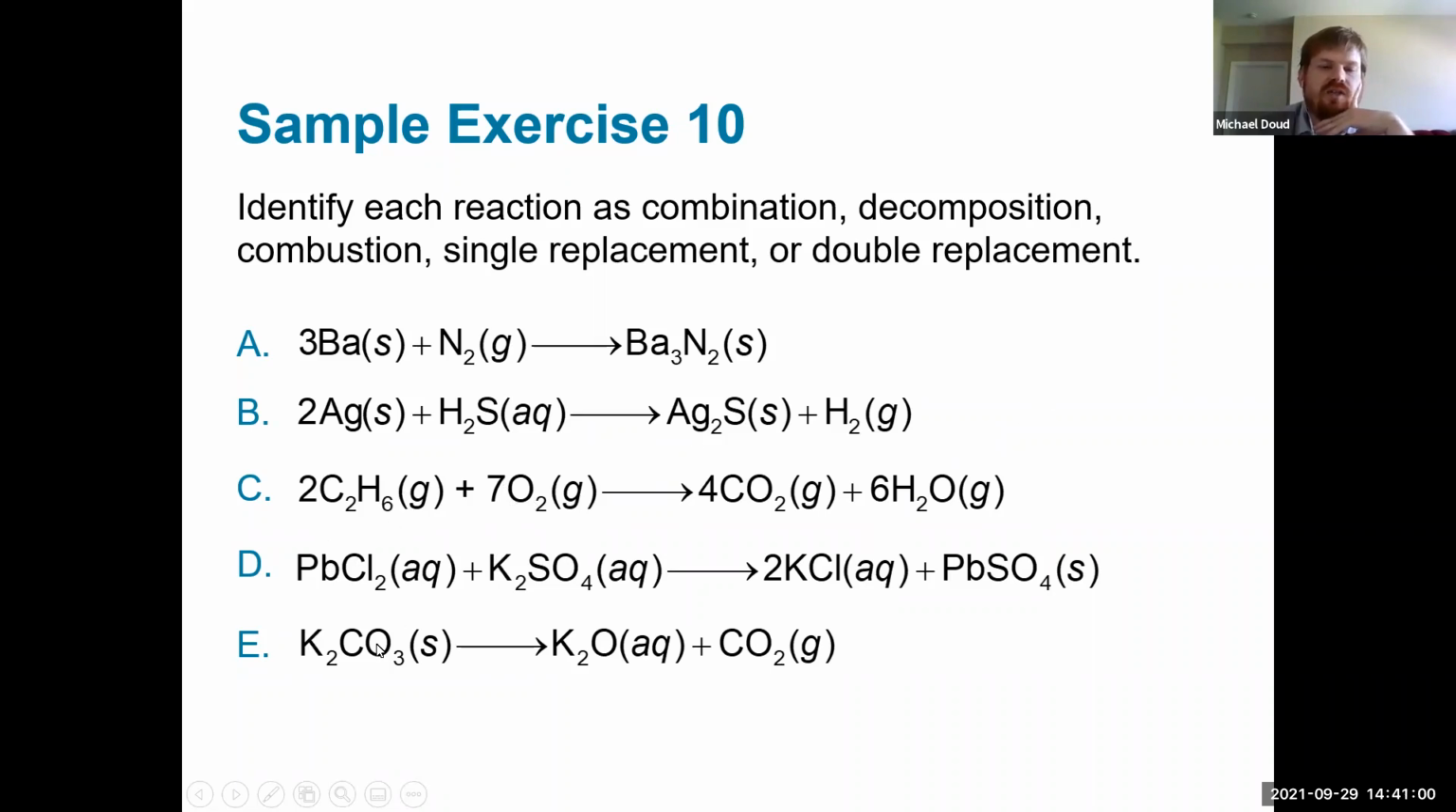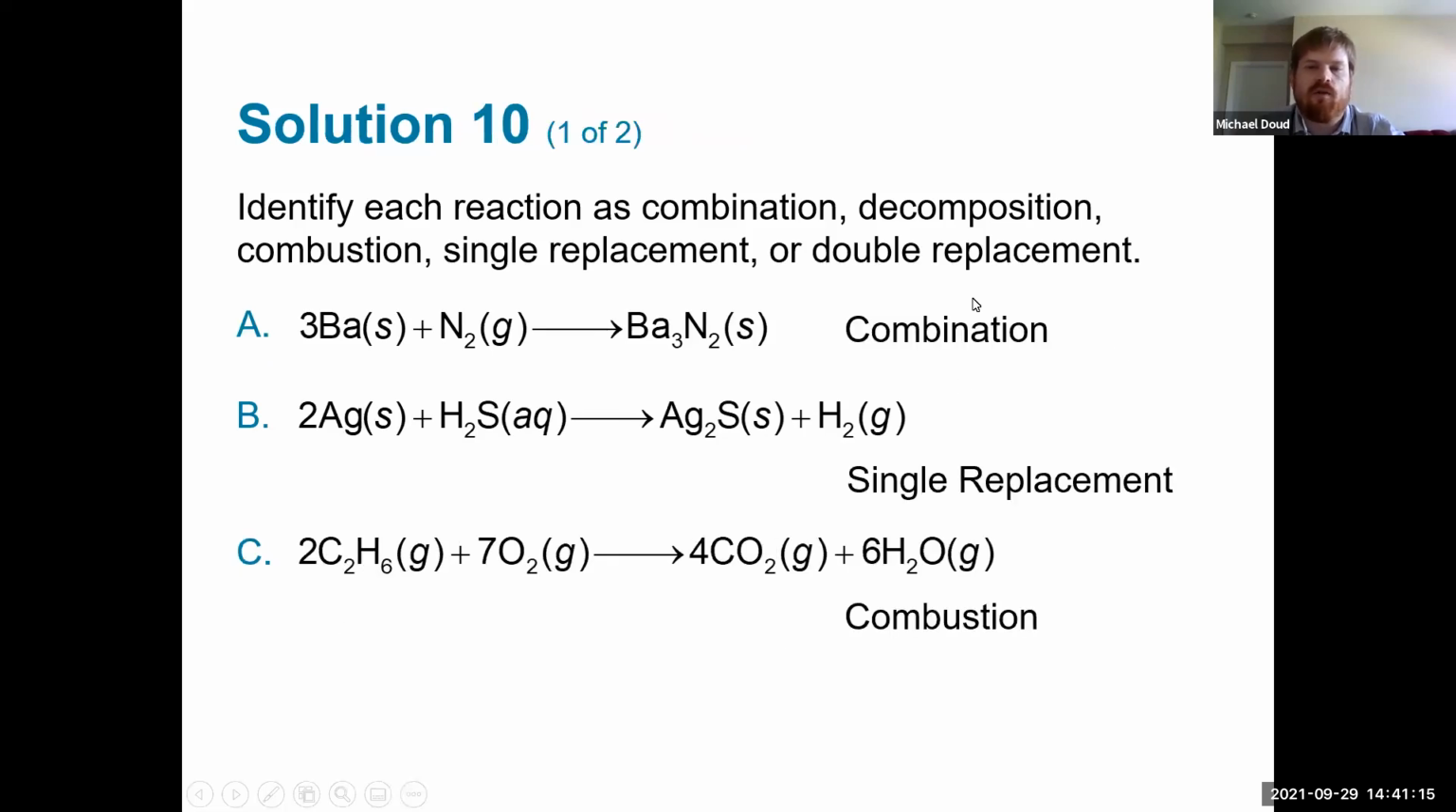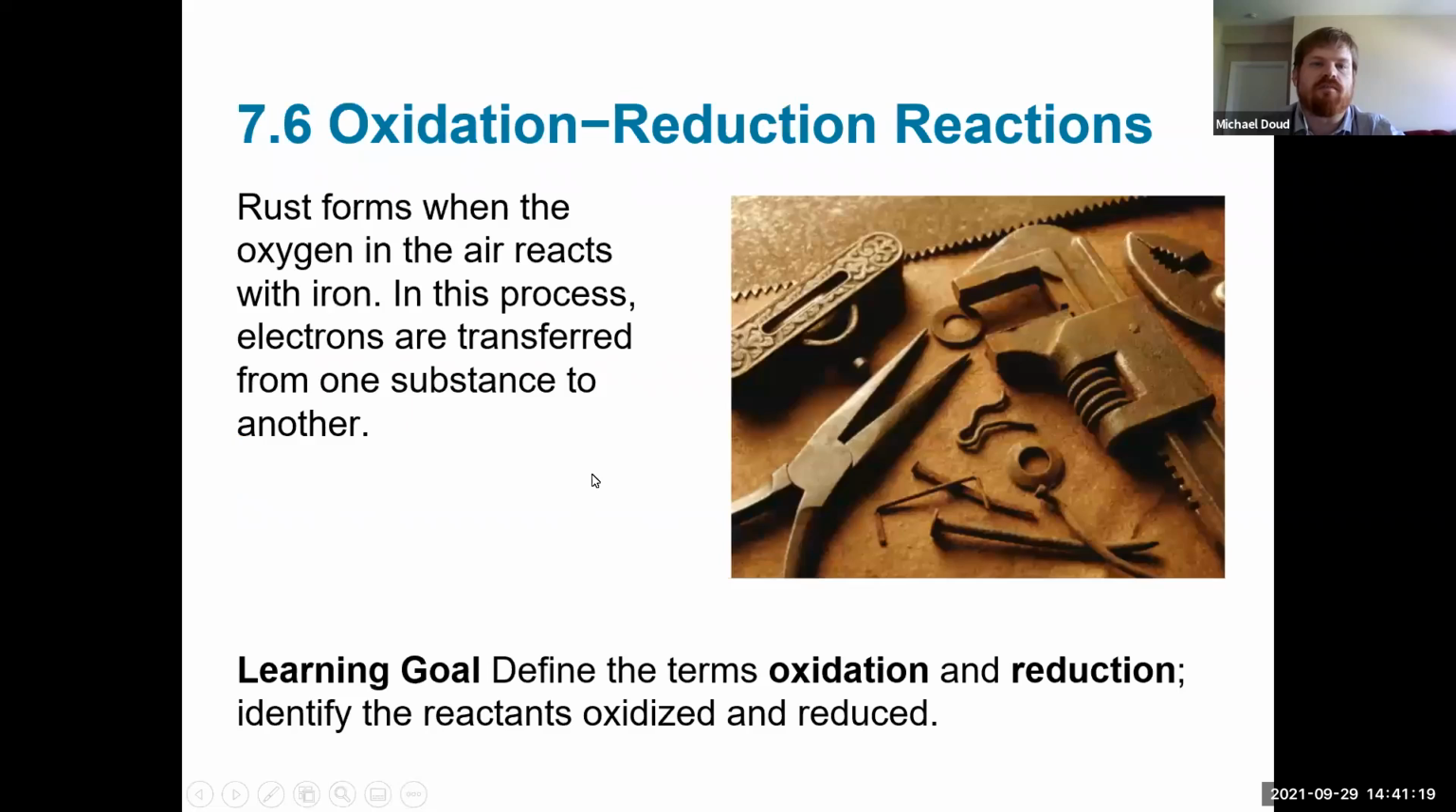Okay, then K2CO3, that's potassium carbonate, forming potassium oxide and CO2. This is clearly a decomposition reaction, where the reactant is just a single compound and forms 2 products. So yeah: combination, single replacement, combustion, double replacement, decomposition.